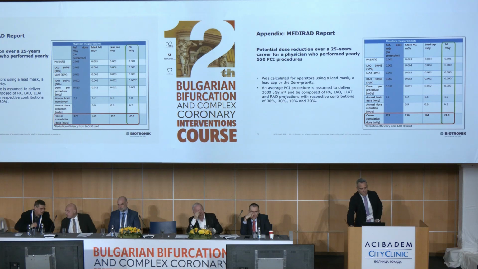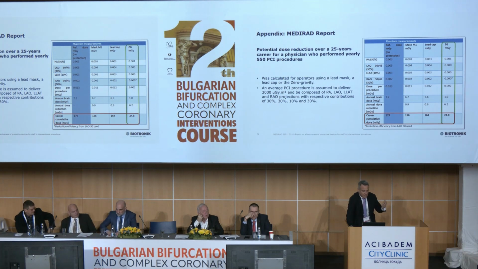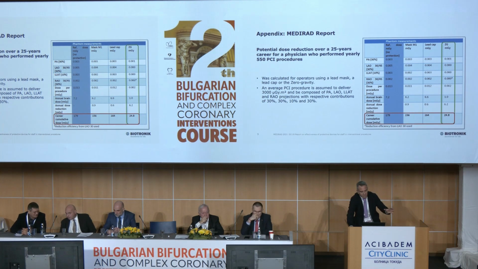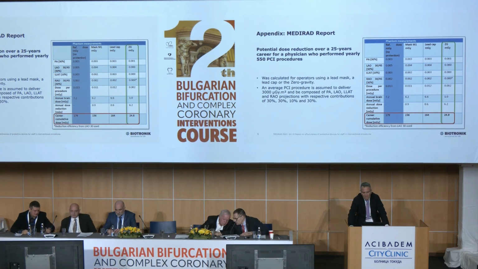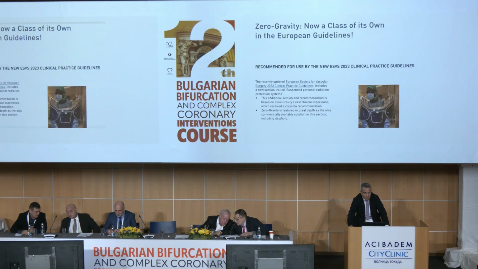So an average PCI procedure is assumed to deliver 300 milligray, composed of all the projections. And so the dose reduction over 25 years for a physician who performs yearly 550 PCI procedures, and the cumulative dose with using Zero Gravity, is 24.8 milligrays, which is really low. And also, it was put in guidelines. ESVS, the Vascular Surgery Guidelines for 2023, they recommended to use Zero Gravity in peripheral procedures, in vascular procedures.